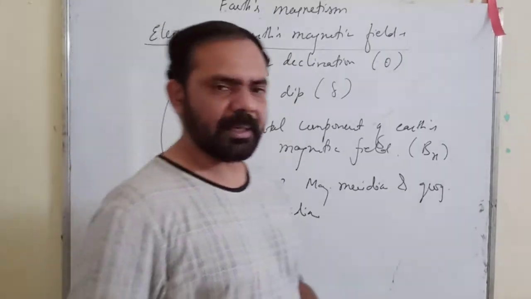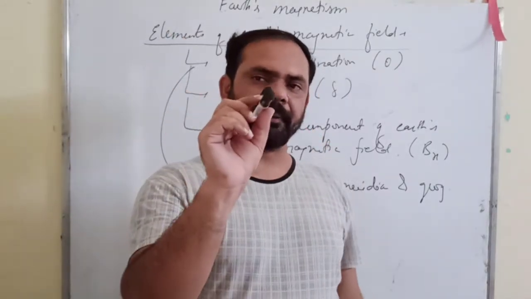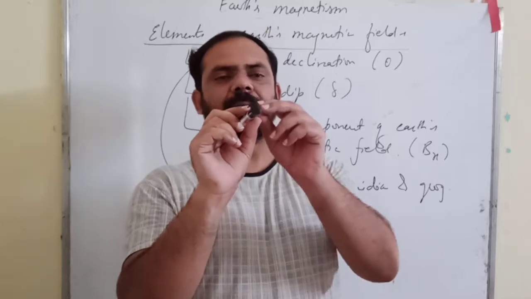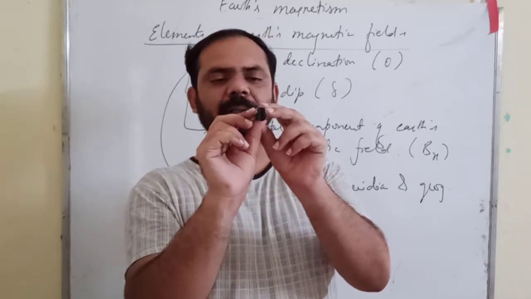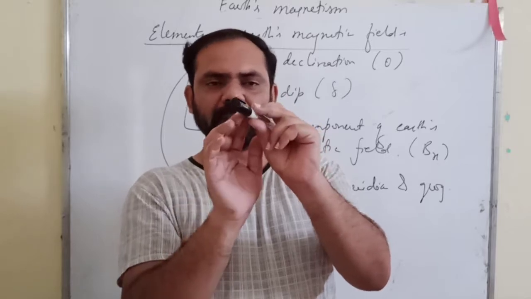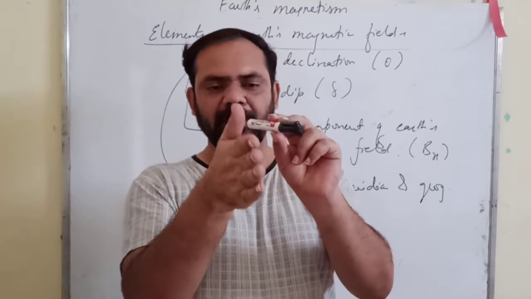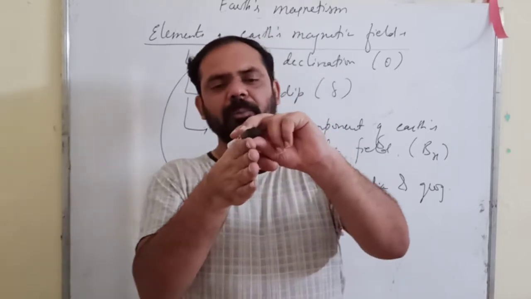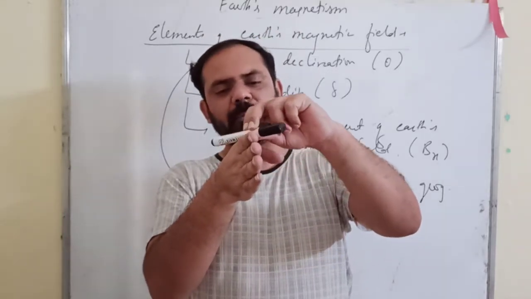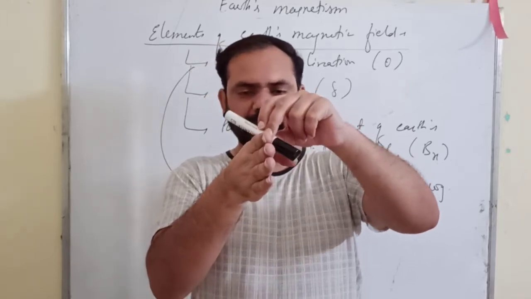Next is the angle of dip. Now what is the angle of dip? When you suspend a bar magnet, it always comes to rest in this way. It will move on the horizontal plane. This is the north-south direction. It will move on the horizontal plane, as well as have a movement on the vertical plane also. It will dip also like this.